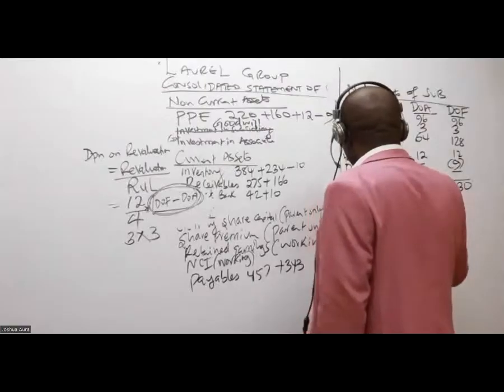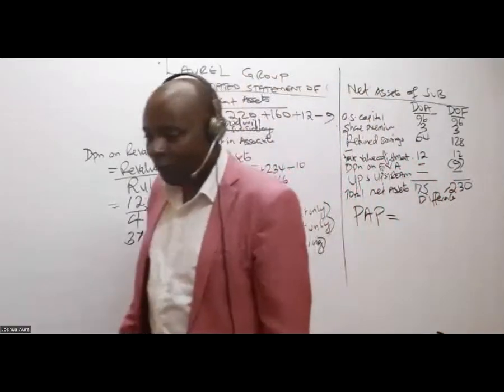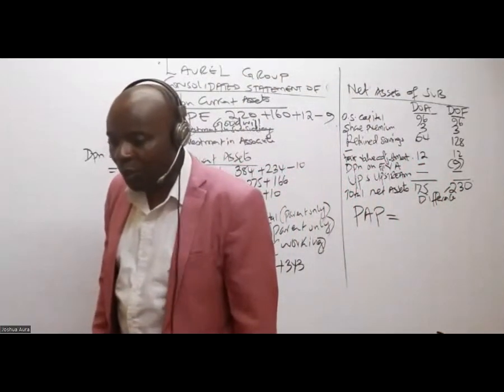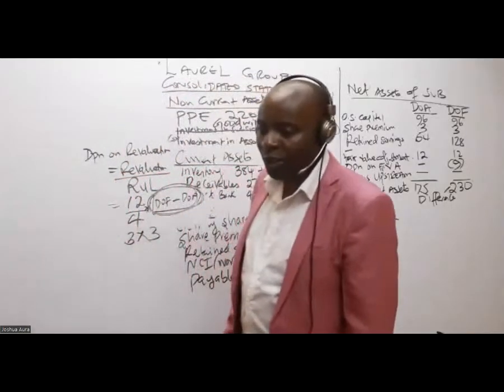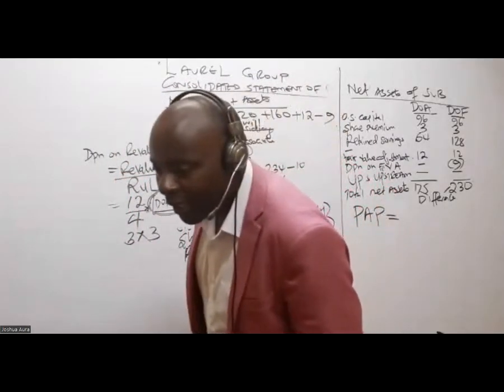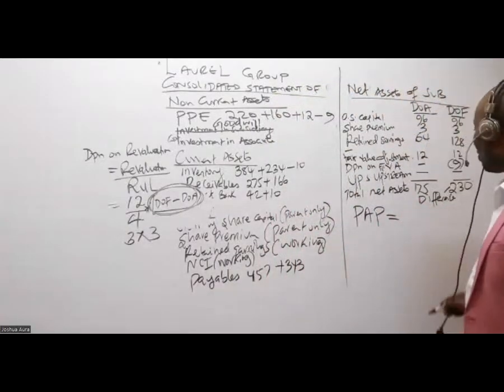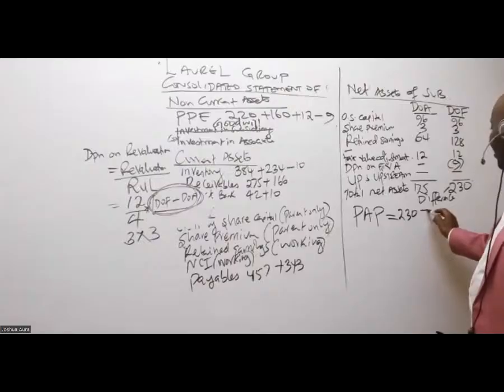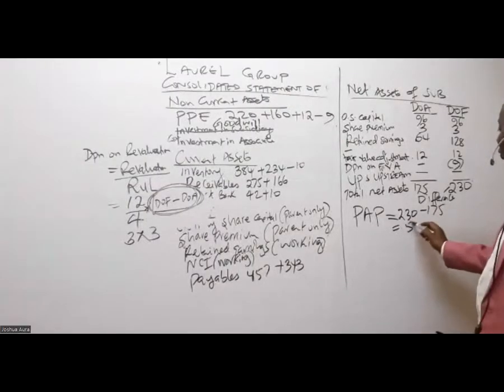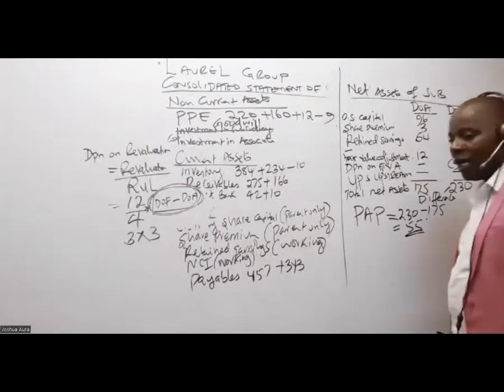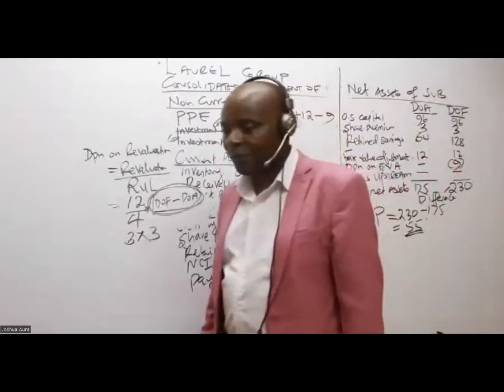PAP stands for post-acquisition profit. So 10 is giving us 220. I don't know how they're getting 228 really. So PAP, I'm being told that PAP is 230 minus 175, which is 55. PAP is 55.